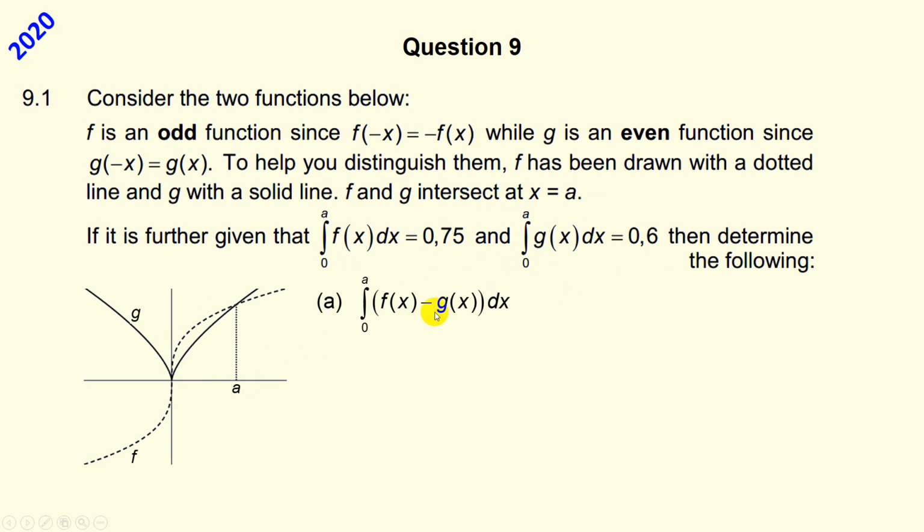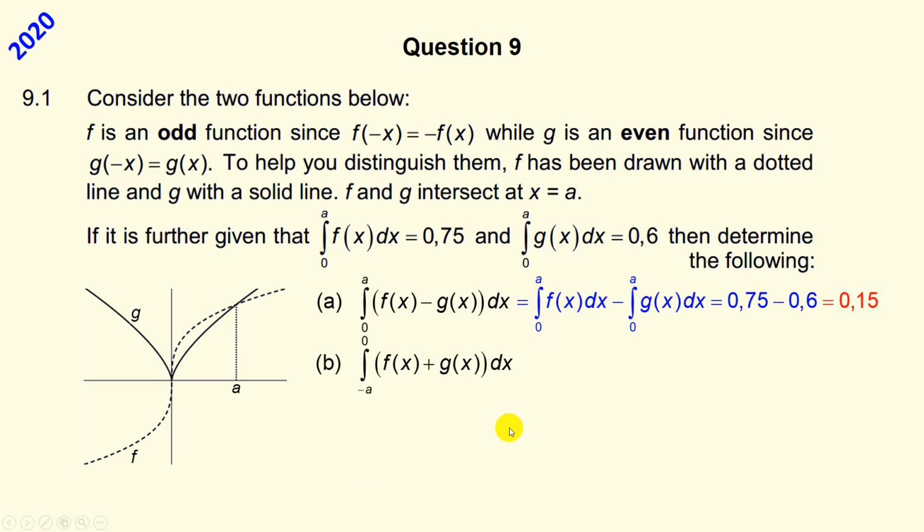the integral from 0 to a of f of x minus g of x dx. Well, maybe we can separate the integrals like that. And now we have a match. The f of x, exactly the same integral, and the g of x, exactly the same integral. So therefore we have 0.75 minus 0.6 giving us 0.15.